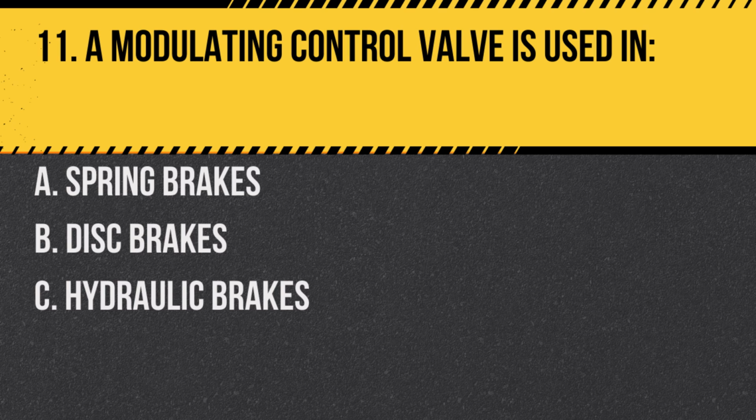Question 11. A modulating control valve is used in: A. Spring brakes. B. Disc brakes. C. Hydraulic brakes. Answer: A. Spring brakes. This valve allows for gradual application of spring brakes.